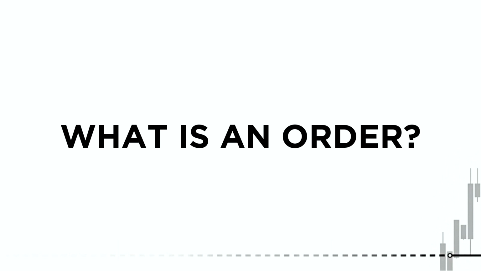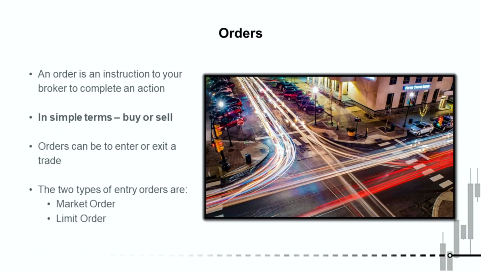So let's start by defining what we're talking about when we say an order in the market. When traders use the term order, what we're simply referring to is an instruction, basically an order to our broker to do something. We're telling our broker to perform an action. So that might be entering into a trade or getting us out of a trade.